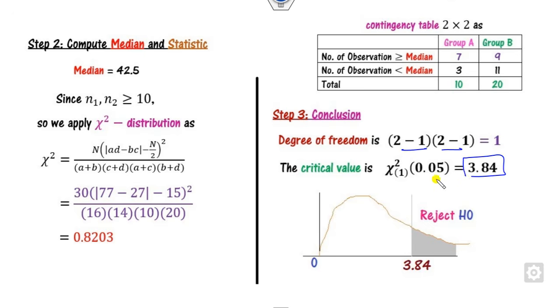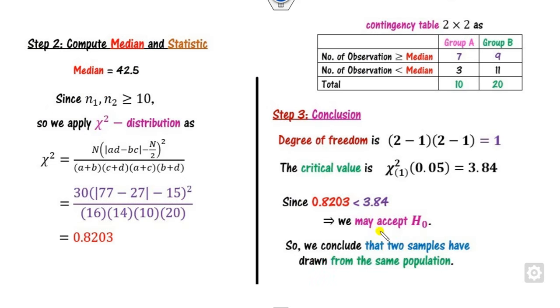For the degree of freedom, the critical value is 3.84. Where does this value lie? Again this value lies somewhere here. So it means you have to accept H0, and conclude that they are drawn from the same populations. So this is the way you can solve this Mood median test.